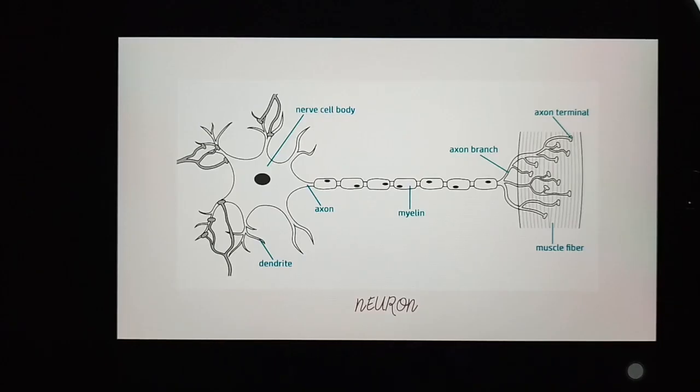Here we have a neuron. Okay, the neuron is the basic functioning unit of our nervous system. So ito yung nagdadala ng messages ng mga electrical impulses from our brain to our organs or tissues, and from our organs or other parts of the body to the brain.